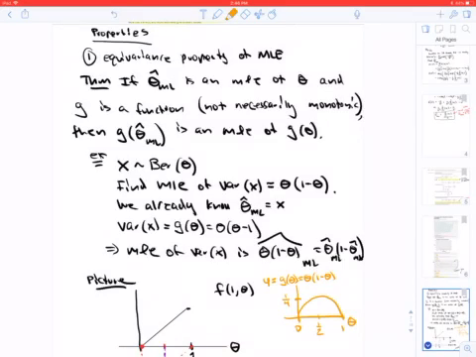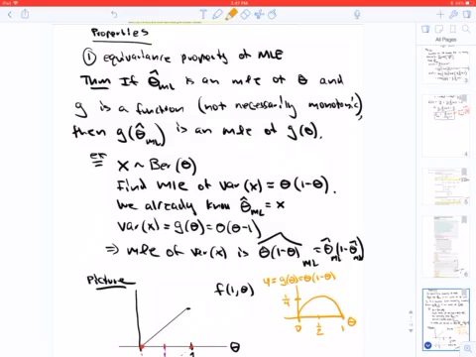The first important property is equivariance. Equivariance basically says that if you want the MLE of some function of theta, then the MLE is just that function applied to the MLE of theta.